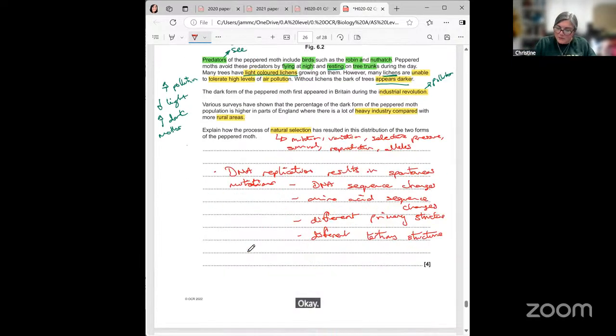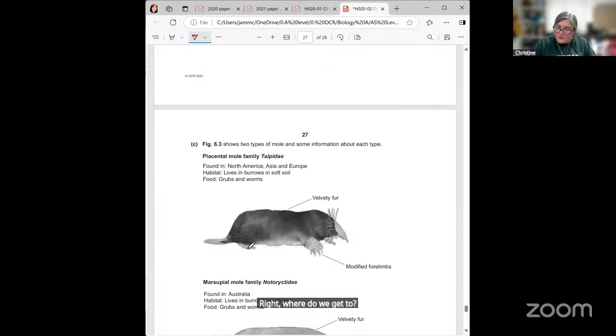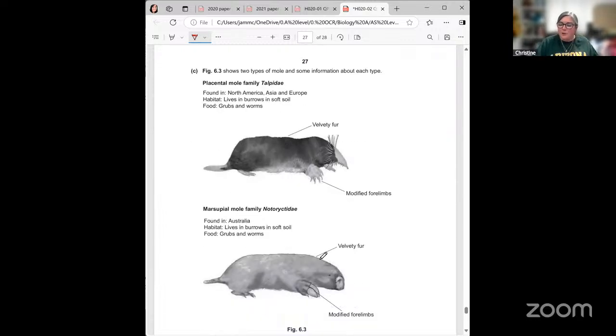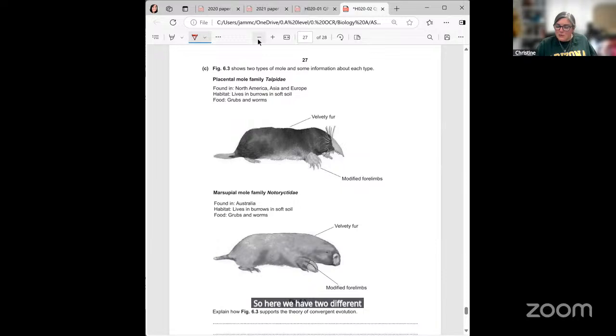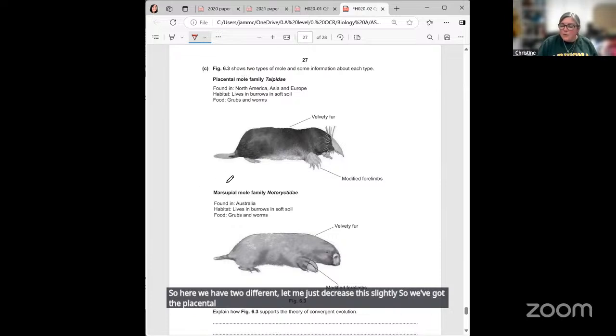Right, where do we get to? Oh, here we go. Gotta love this one. So here we have two different, let me just decrease this slightly. So we've got the placental mole and we've got the marsupial mole. So we're being told we've got two different families here.